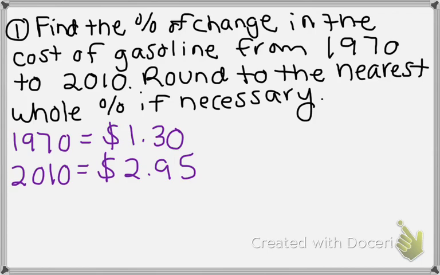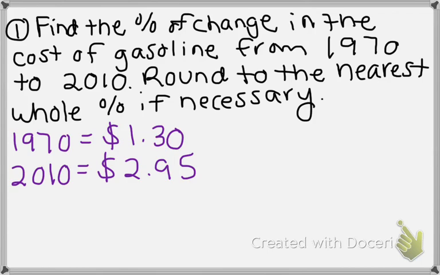Okay, so here's the first example. It says, find the percent of change in the cost of gasoline from 1970 to 2010. Okay, so we're finding the percent of change. Round to the nearest whole percent if necessary. So they give us two quantities, the price of gas in 1970 and in 2010. In 1970, it was $1.30, and then in 2010, it was $2.95. So they want to know the percent of change, the change that it went from 1970 to 2010.